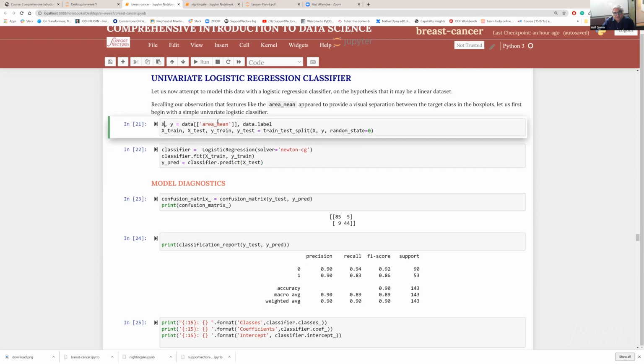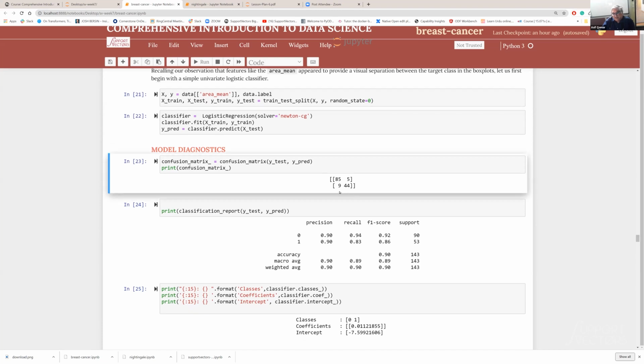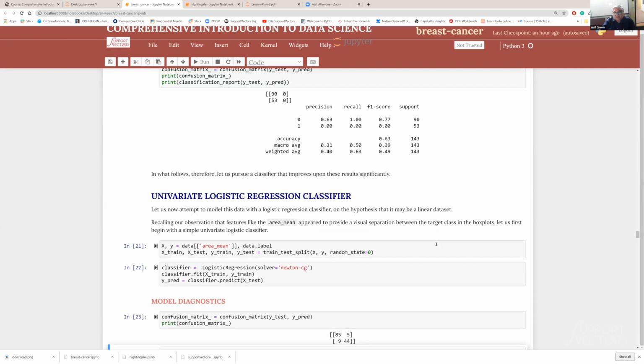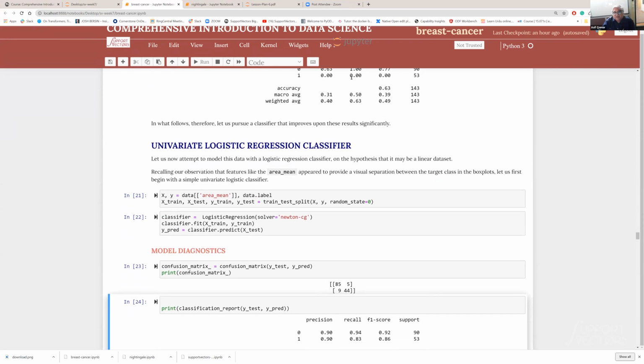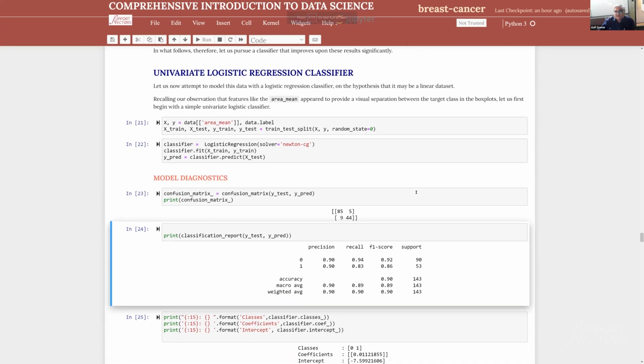You take the data, the predictor is area mean, you build a classifier, you look at its confusion matrix, and what do you see? In the confusion matrix, you see that we have 9 cases that we missed, right? 9 positive cases we marked as benign. But still, if you look at the recall, do you see that the recall is 83%? It has improved a lot compared to 0. Look, here it is 0, and now it is 83%. So 83% is a vast improvement over 0. Accuracy has gone to 90%, which is quite good, actually.